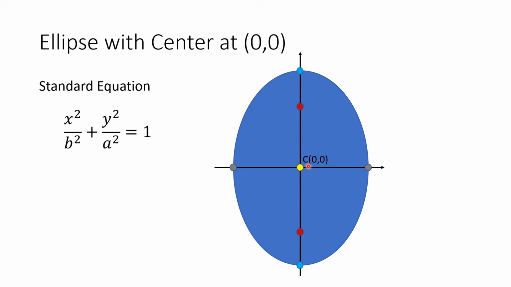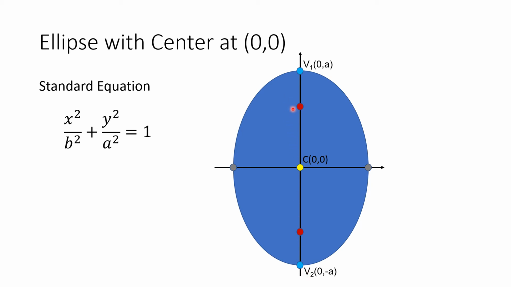So from 0, 0, going to this upper vertex, or that is V1, the coordinates of our V1 will be 0, a. And this lower vertex, or V2, will be 0, negative a. So we add a units and we subtract a units.